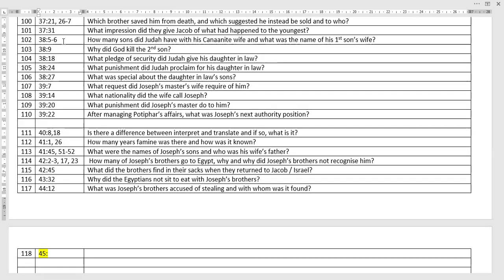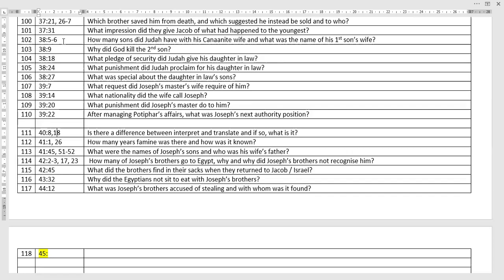Question 111. Is there a difference between interpret and translate? And if so, what is it? Yes, there definitely is. If you go to chapter 40, verses 8 and 18, you see interpret is really to explain the meaning of something that you're told about. Whereas translate is to take something in one language and put it in another language, i.e. from French to English or English to Spanish, whatever, yeah? Translate it so someone who can't speak the language can understand it in their own language.